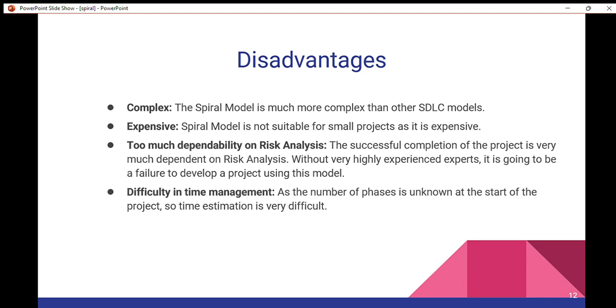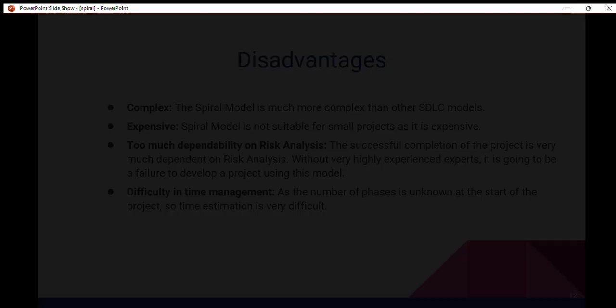Disadvantages: it's complex. The spiral model is much more complex than the other SDLC models. It's expensive, with too much dependability on risk analysis and difficulty in time management.